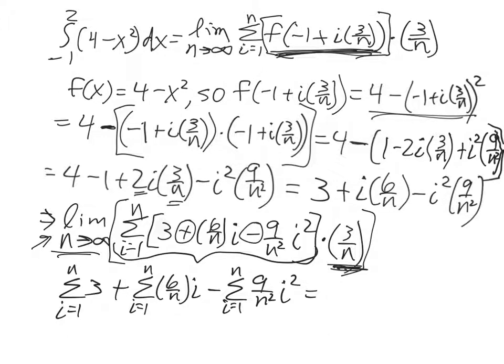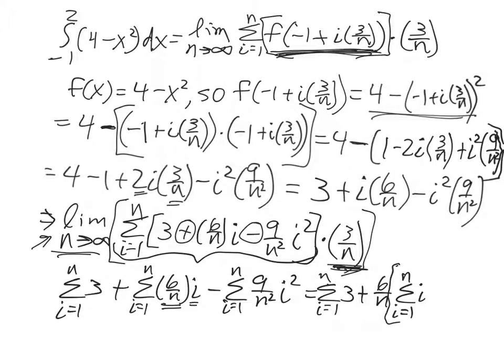And one final property that will be helpful, anytime we have a constant times our index, we can rewrite that as, it's kind of like factoring out the constant. So we still have our summation of 3, but the second summation we can write as 6 over n times the summation of i.